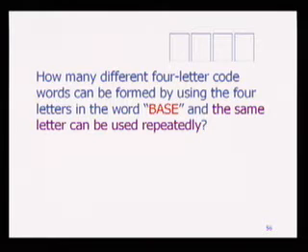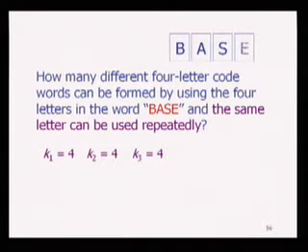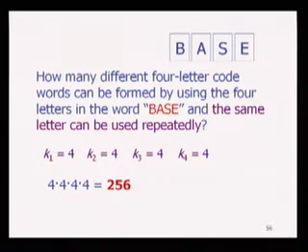4 times 4 times 4, right? Because for each letter, I have 4 choices for this 4-letter code word. Each letter, I can repeatedly use the same letter. So first step I have 4 ways, second step 4 ways, third step 4 ways, and last step 4 ways. So 4 times 4 times 4 times 4, which is 4 to the 4th power, 256. So we have more possible 4-letter words to form. Okay, good.